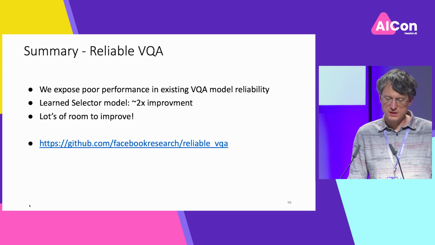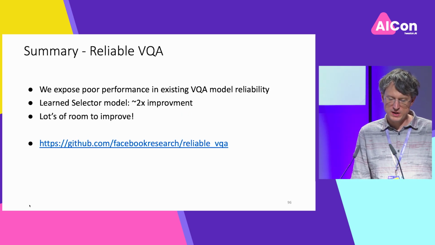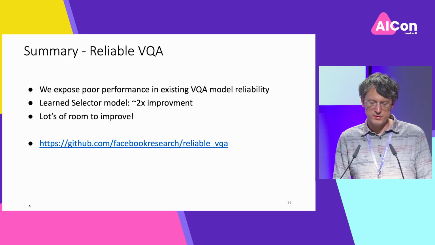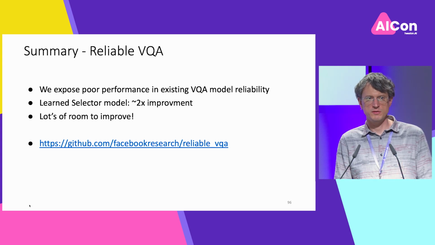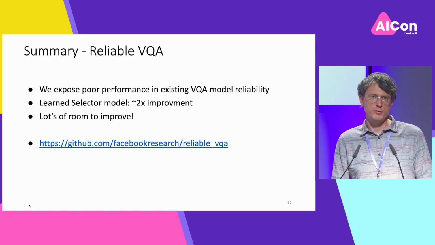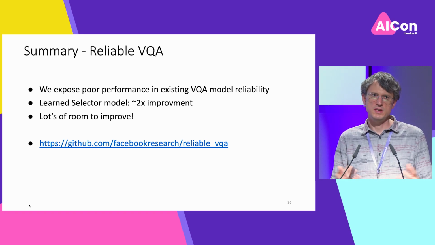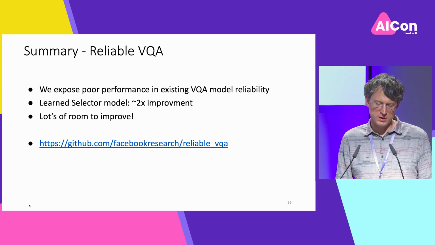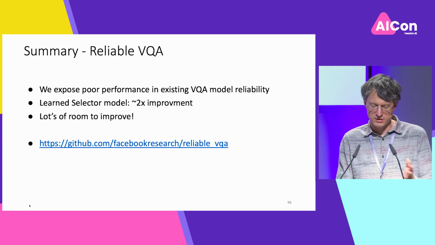So we have seen for reliable visual question answering that VQA models have really poor performance when they have to be reliable, so having a low risk of getting things incorrect. A selector can improve performance significantly, but there's still a big gap to an optimal case. And the code is available on this web page here.